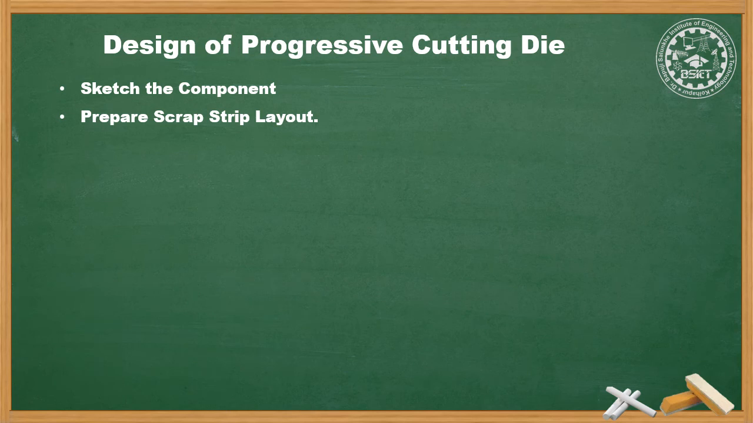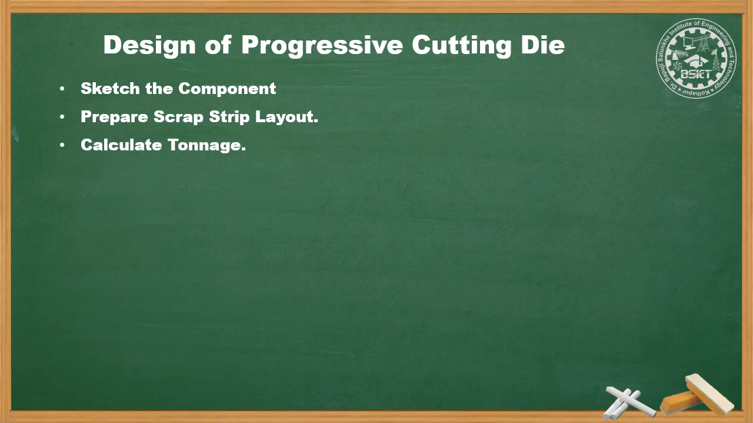Second, prepare the scrap strip layout. The blanks used for pressed operations are designed under such conditions that the material is utilized by more than 75%, as discussed in the previous sessions. Various dimensions regarding the scrap strip layout are decided in this stage.